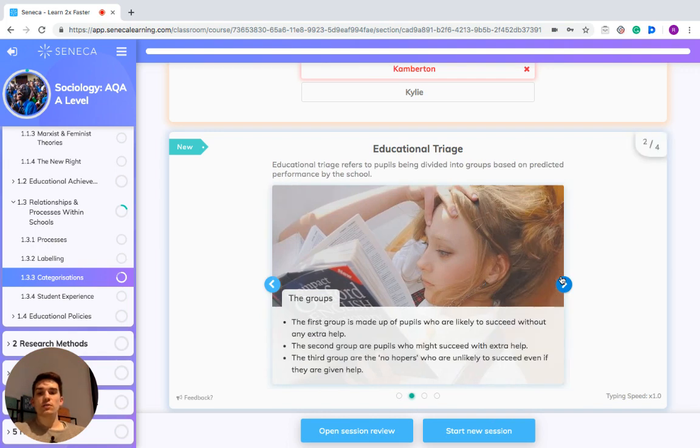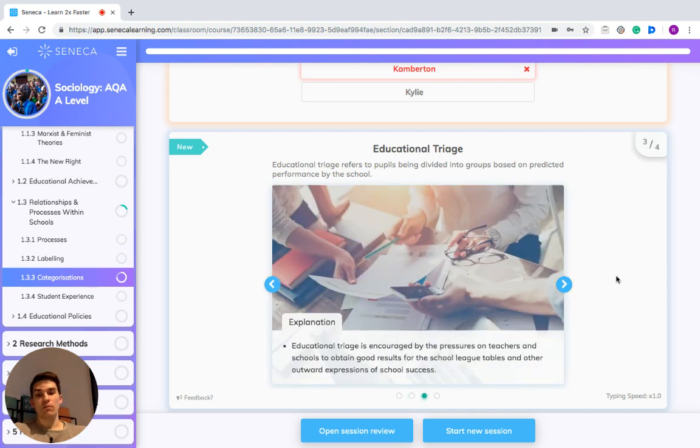The first group is made up of pupils who are likely to succeed without extra help. The second group of pupils are people who might succeed with extra help, and the third group are the no-hopers, so to speak, who are unlikely to succeed even if they are given help.